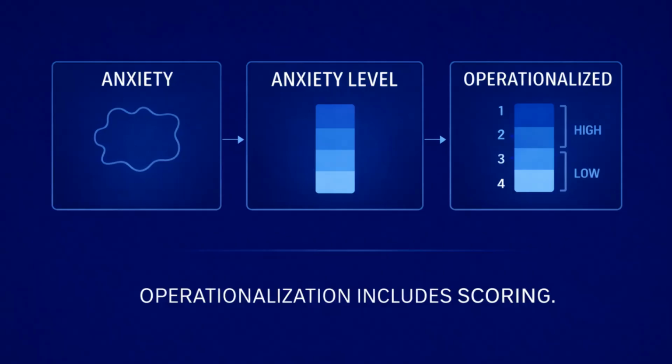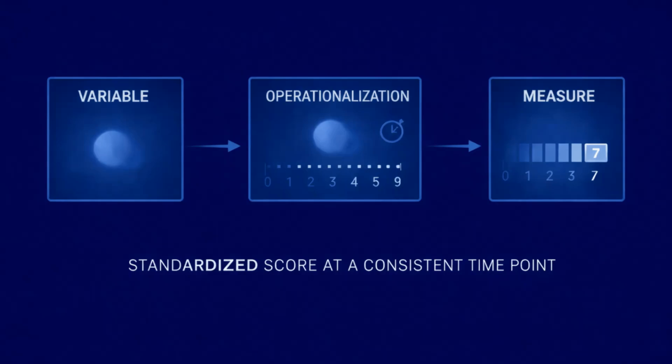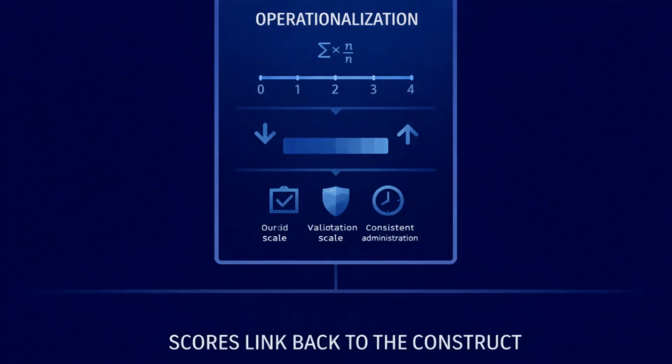Here is a second aligned example that shows how operationalization includes scoring and interpretation. Suppose the construct is anxiety during academic tasks. One variable is anxiety level during task completion. That variable is operationalized as a standardized anxiety score collected at a consistent time point, such as immediately before or after a specific type of task. Operationalization includes specifying how the score is calculated, what higher or lower scores mean, and how those scores will be interpreted in relation to the construct. The measure is a validated scale appropriate for the population, administered under consistent conditions.